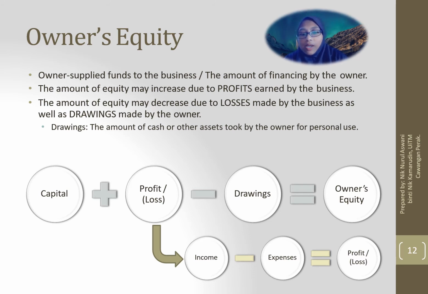So how do we calculate profit or loss? Profit or loss is calculated by deducting expenses from the income. Income minus expenses equals profit or loss. If income is more than expenses, you get a profit. If expenses are more than income, you get a loss.